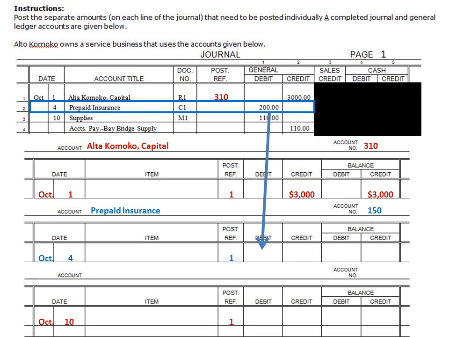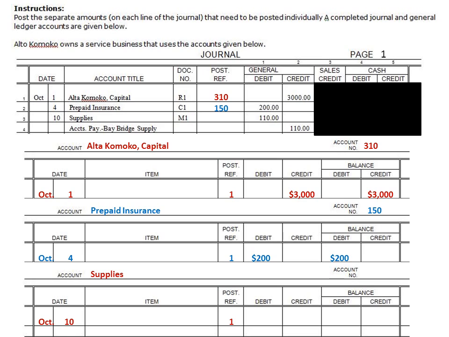And in here you can see that the prepaid insurance was a debit, so we bought some prepaid insurance, so it's going to be a debit in the ledger. And we have a zero balance with a $200 debit, therefore our balance is going to be a $200 debit. And then finally what we're going to do is take our account number and move it to the post reference for 150, and then that way we know that we have successfully completed that.